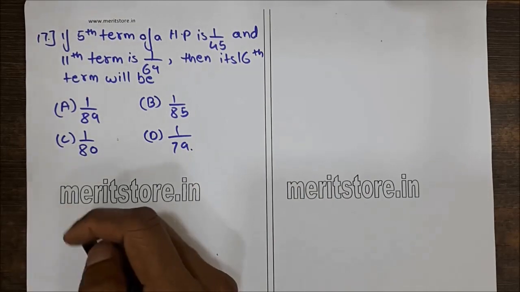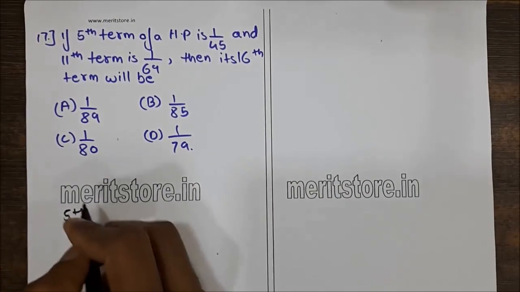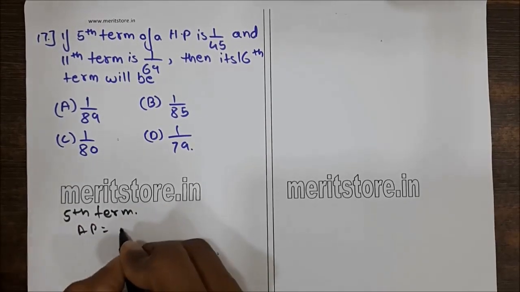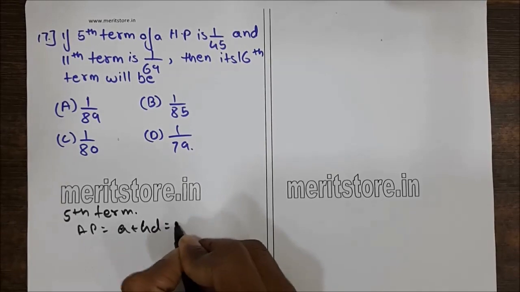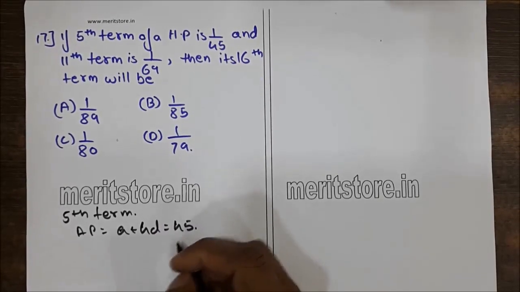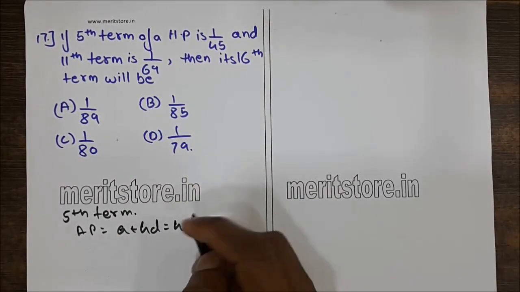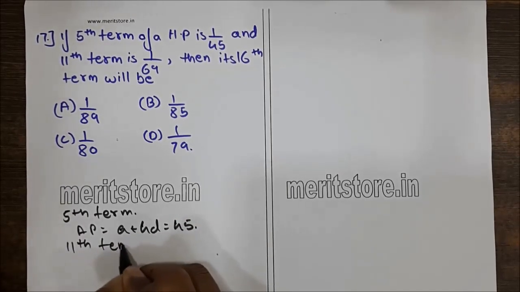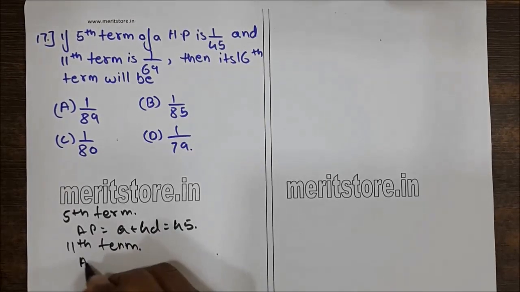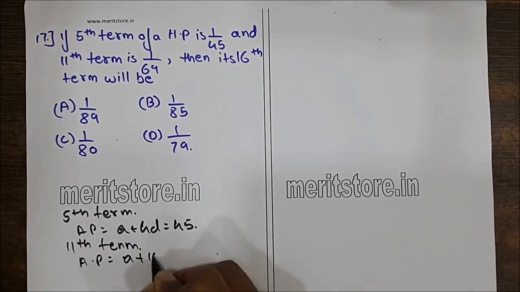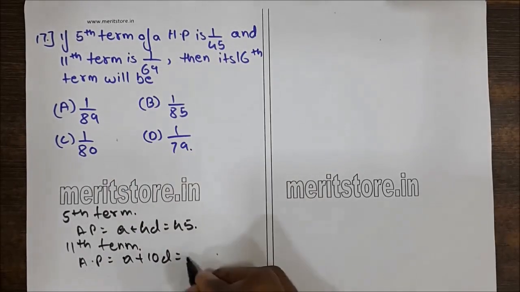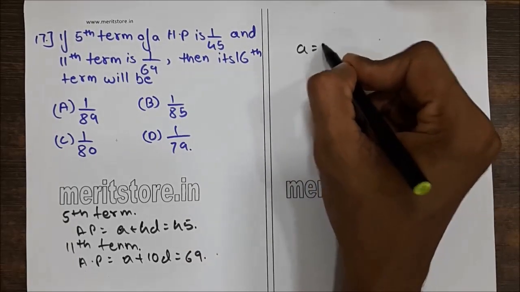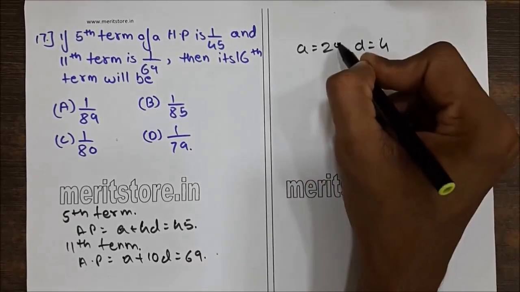The fifth term of the corresponding AP can be written as a plus 4d, which is equal to 45. That is for the HP, for the AP we get 45. The 11th term of the AP can be written as a plus 10d, which we get as 69. Solving 1 and 2, we get a is equal to 29 and d is equal to 4.